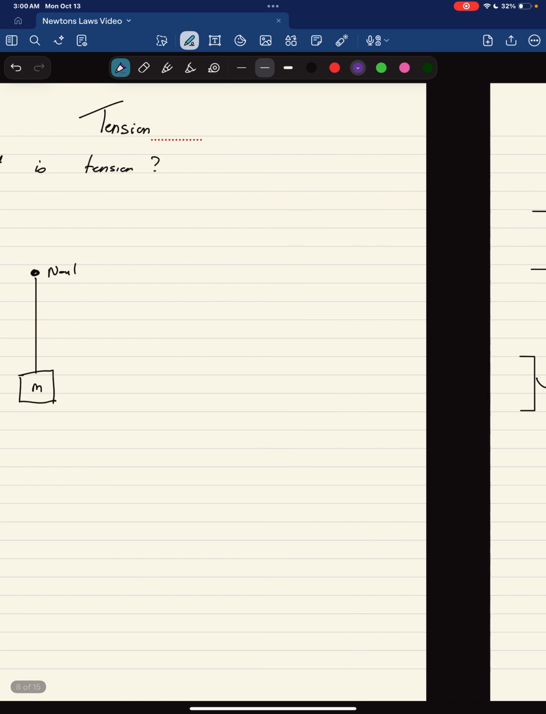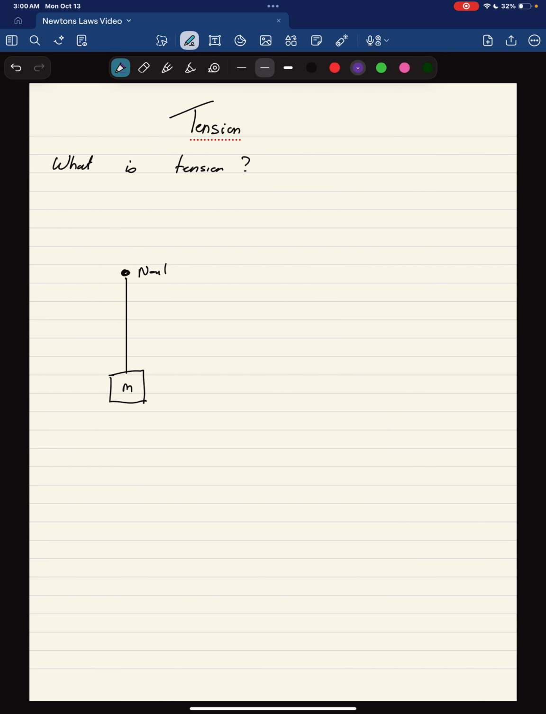All right. So tension. This is a contact force that occurs when a string or any flexible connector is pulled.